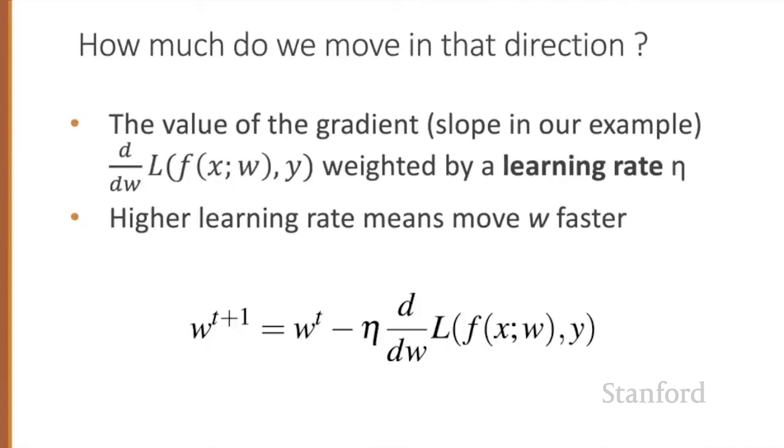But I haven't said how much we move in that direction. The magnitude of the amount to move in gradient descent is the value of the slope of the loss function with respect to W, weighted by a learning rate eta. A higher or faster learning rate means that we should move W more on each step. The change we make in our parameters is the learning rate times the gradient, or the slope in our single variable case.